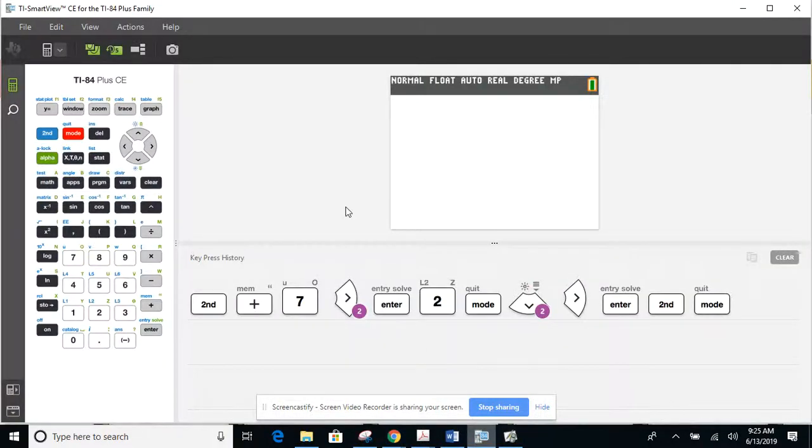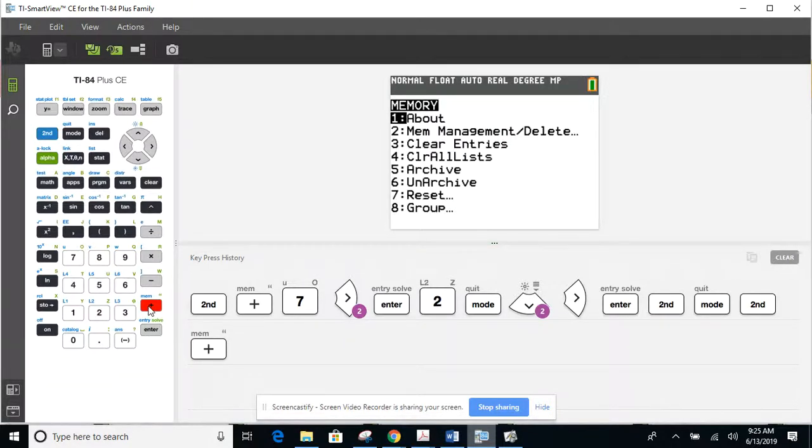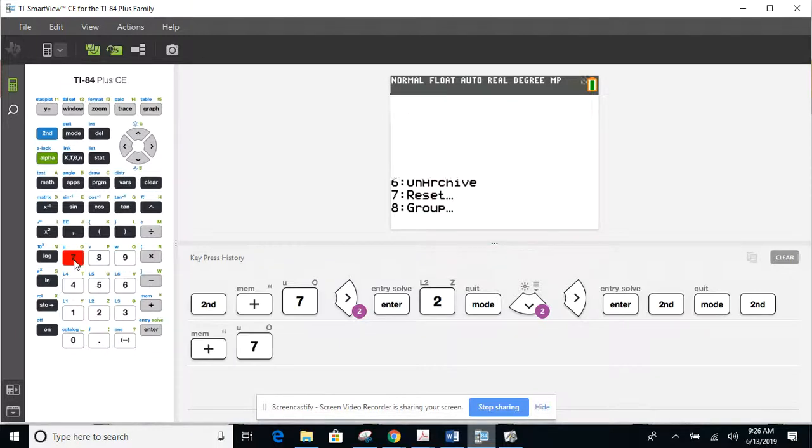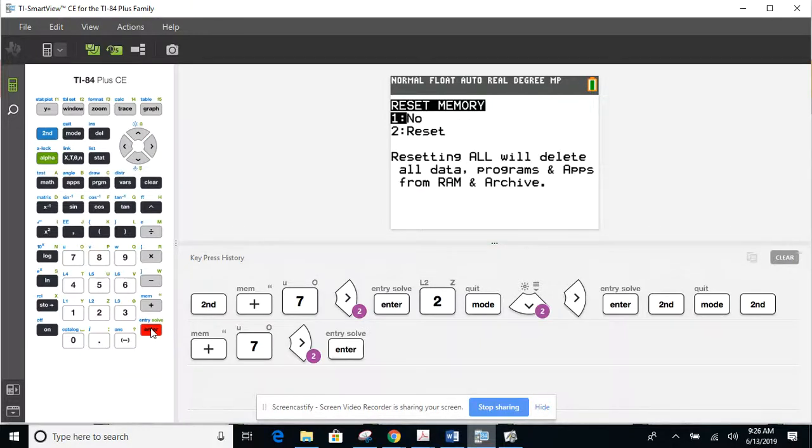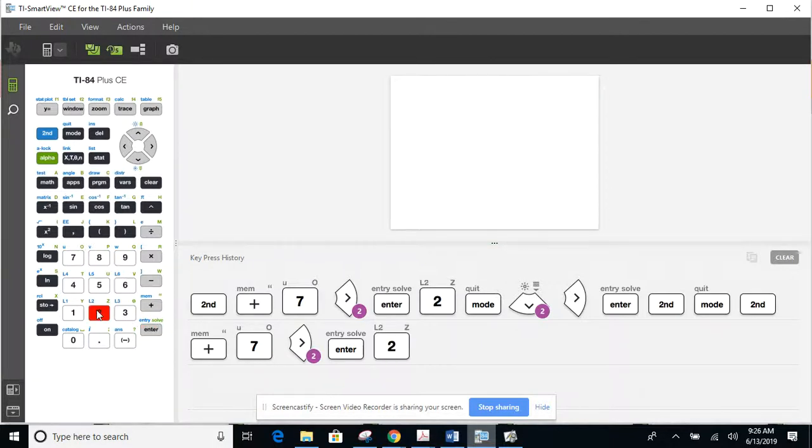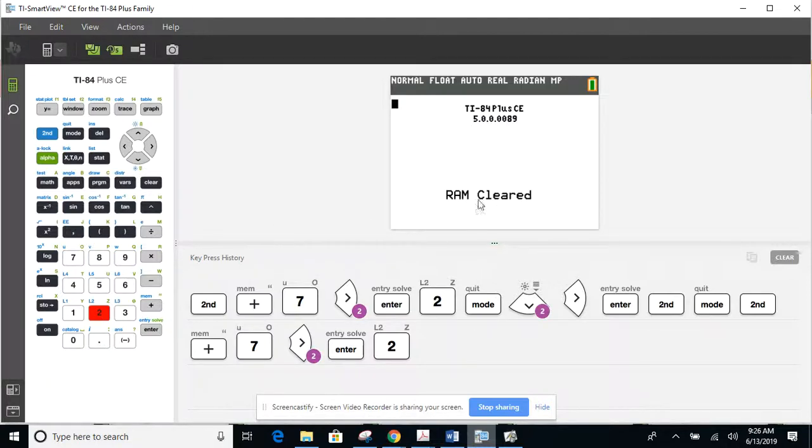Okay, here we go. Clearing your calculator. You should have second plus. Second plus. Go down to reset, number 7. Go over to all memory, and then number 2, reset. So second plus, reset, scroll over to all, reset, and then you should have RAM cleared or mem cleared on your calculator screen right now.